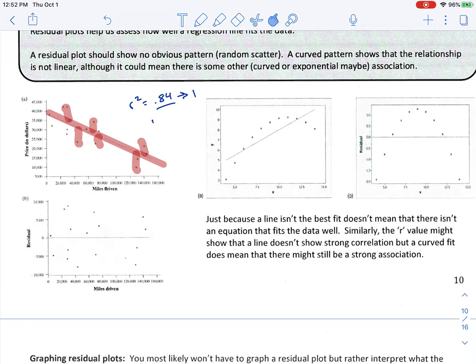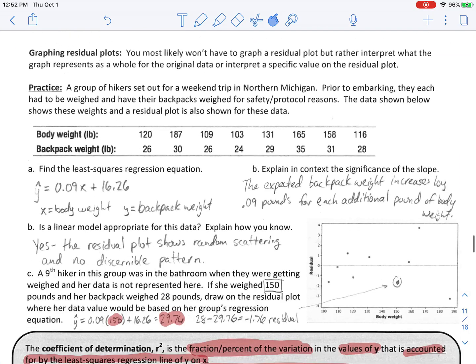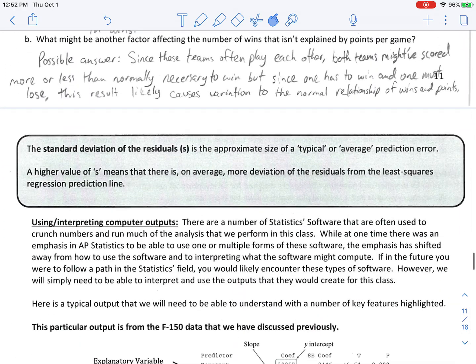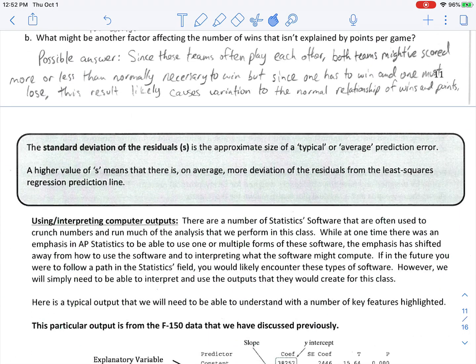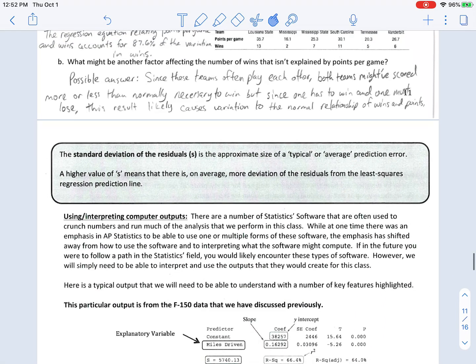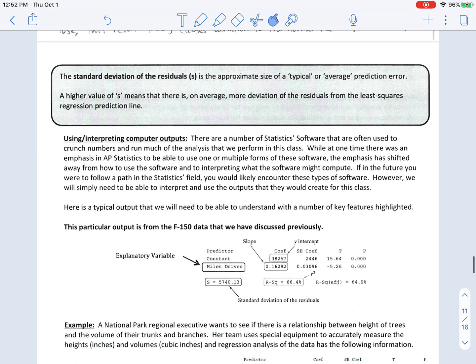Okay, so if the points are closer to the line on average, you have a smaller standard deviation of residuals. If the points are further from the line on average, you have a higher standard deviation of residuals, okay? So it likely makes sense that the further the points are away from the line, your R value is probably smaller, right? There's more deviation. The residuals, which is always the y direction, are further from the regression line on average, okay? And we'll see that in a second.